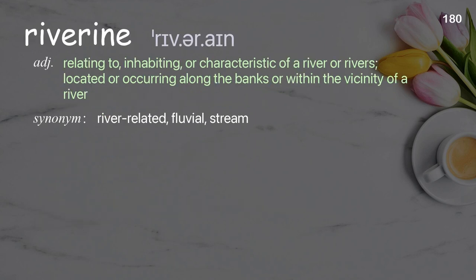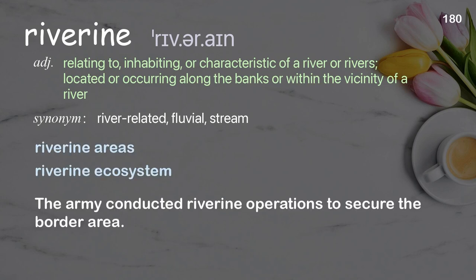Riverine. Relating to, inhabiting, or characteristic of a river or rivers, located or occurring along the banks or within the vicinity of a river. Examples: riverine areas, riverine ecosystem. The army conducted riverine operations to secure the border area.